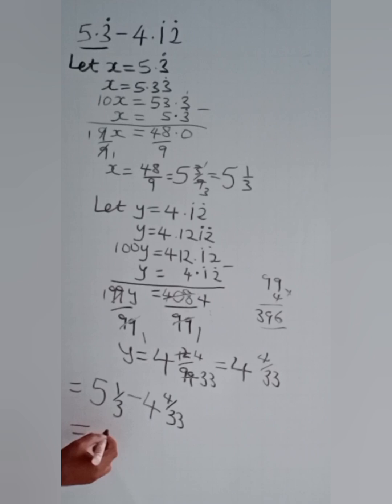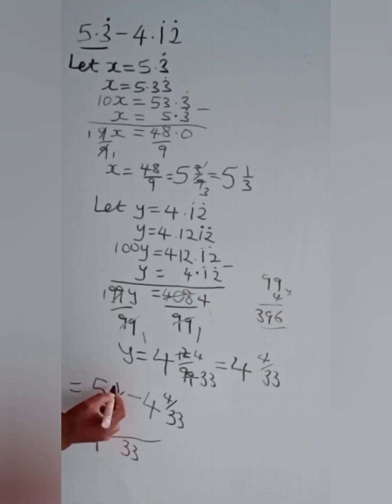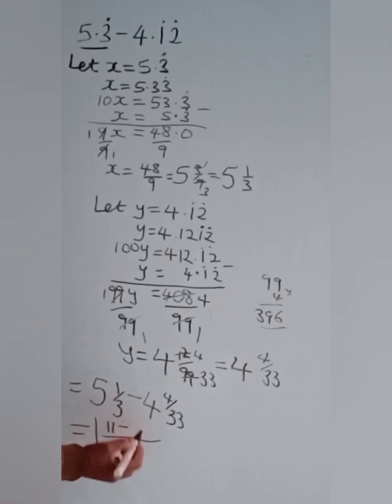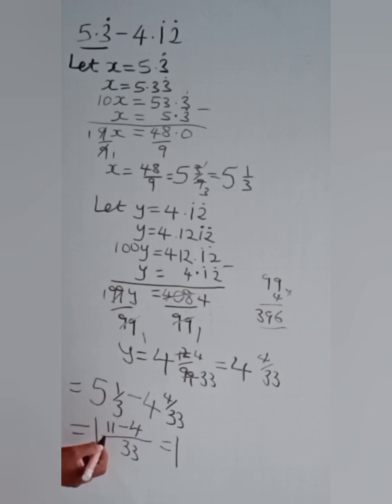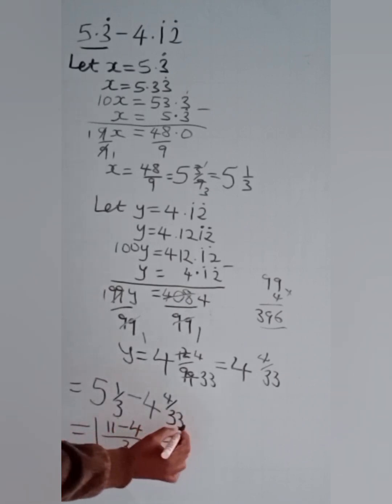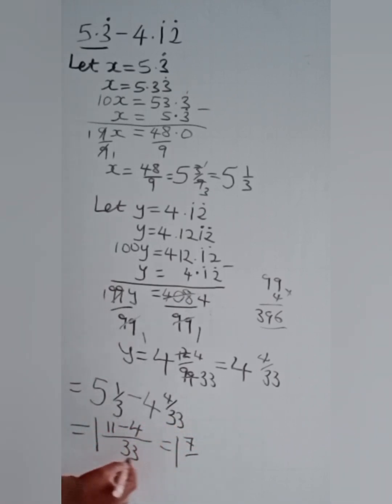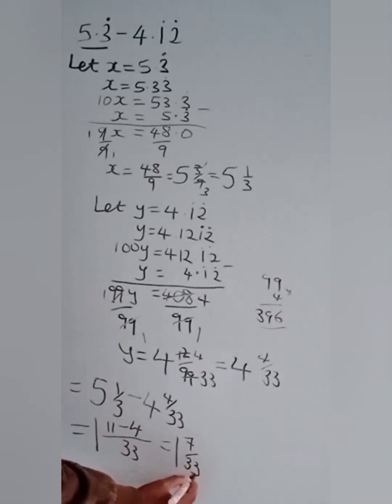Remember the LCM. Okay, before that, the whole numbers are 5 and 4. So 5 minus 4 gives us 1 whole part. And then for fractions, we have the LCM of 3 and 33 being 33. So 3 divided by 33 gives us 11, times 1 is 11, minus 33 divided by 33 is 1, times 4 gives us 4. So that is the same as 1 whole part, and then 11 minus 4 gives us 7 over 33. And that is the answer.